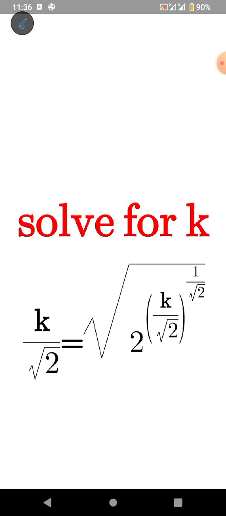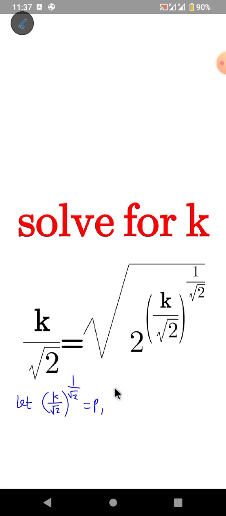Today I'll be solving this Olympiad exponential equation. I'm going to start by saying let (k over root 2) raised to the power of 1 over root 2 be equal to p. Now this expression here, I say let it be equal to p. My next step will be to raise both sides of this equation to the power of root 2 to remove this 1 over root 2 power here.